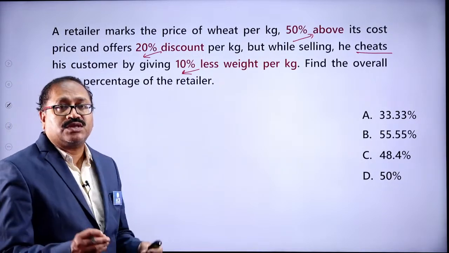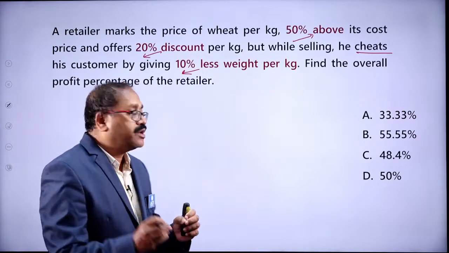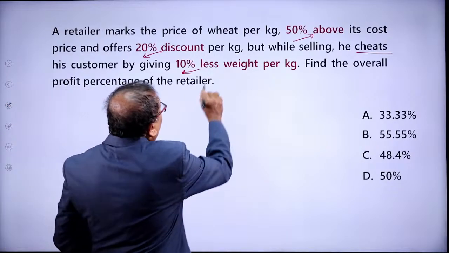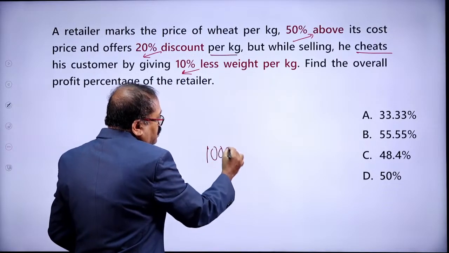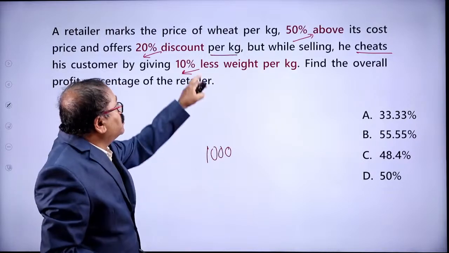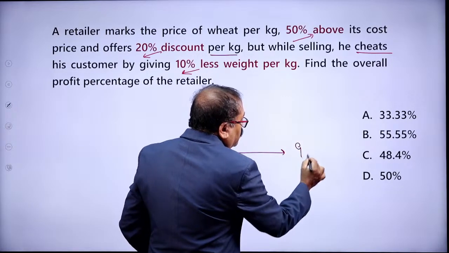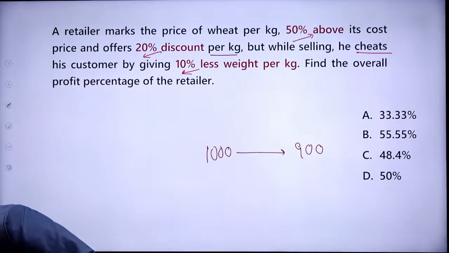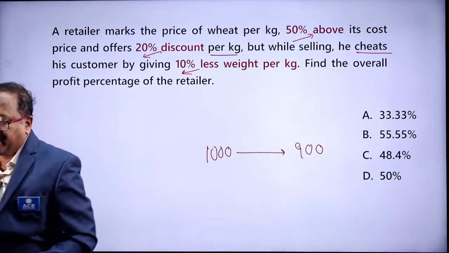How do I answer the question? I am dealing with the best possible method, and what is that? Take 1 kg. All the dealing is about 1 kg, so this is nothing but 1000 grams. For 1000 grams, is he giving 1000 grams? No, because he gives 10% less. That means he gives 900 grams. Hope this part is clear.